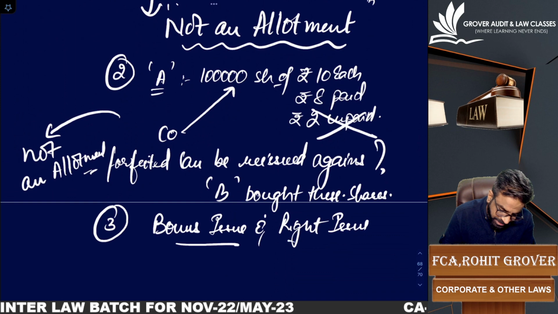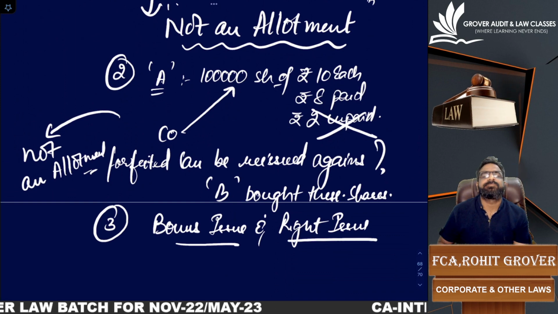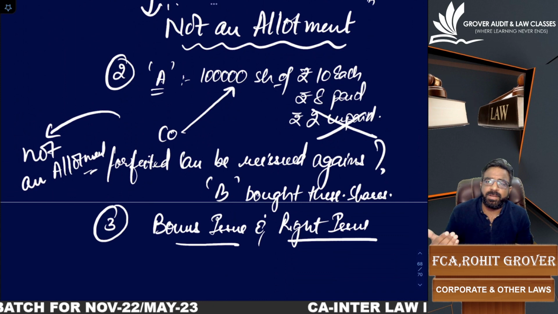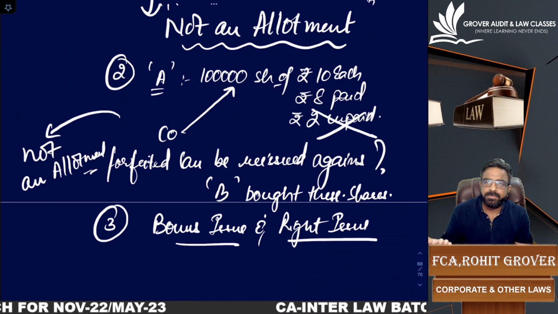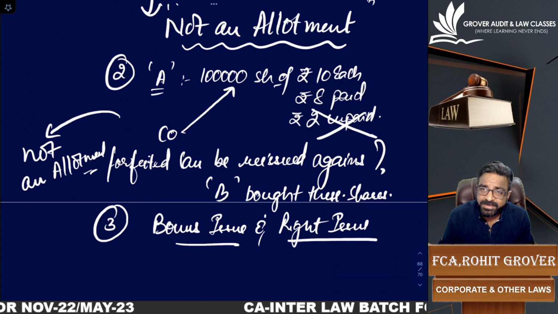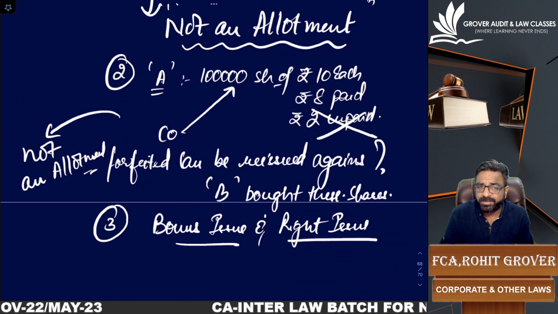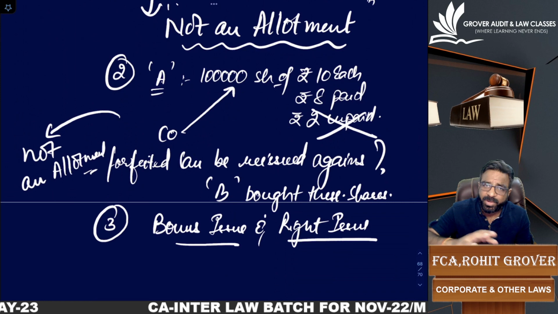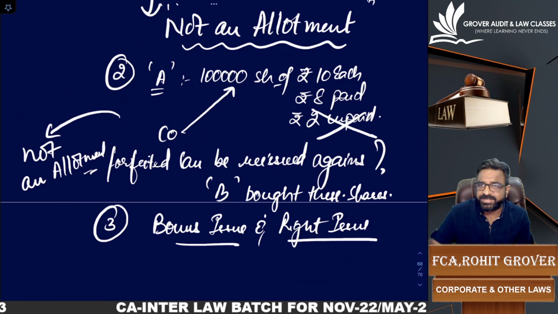Tell me, bonus shares and right shares are issued to whom? Existing shareholders. But is it a fresh issue of share capital? Yes, it is a fresh issue only. We are giving it to existing shareholders, but do I give them already issued shares or fresh shares?